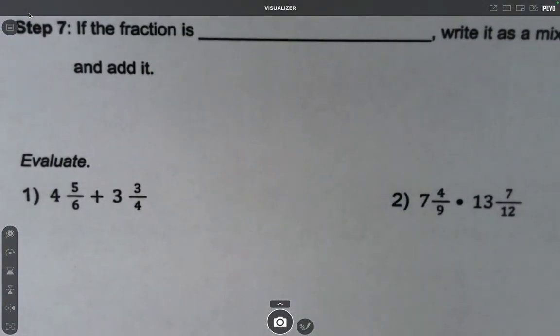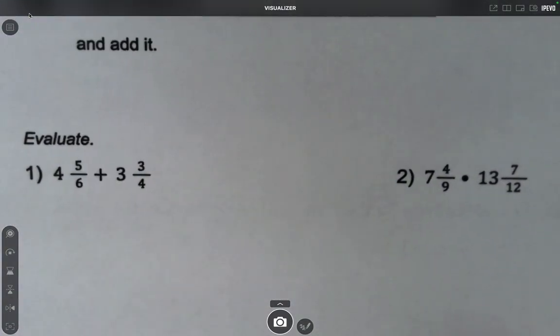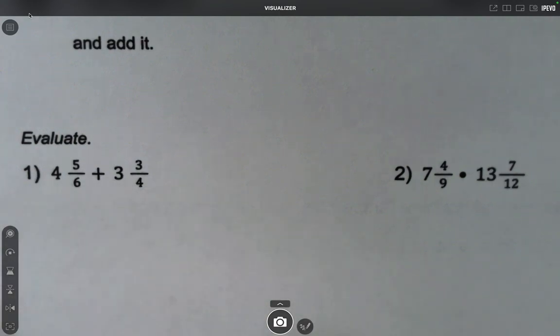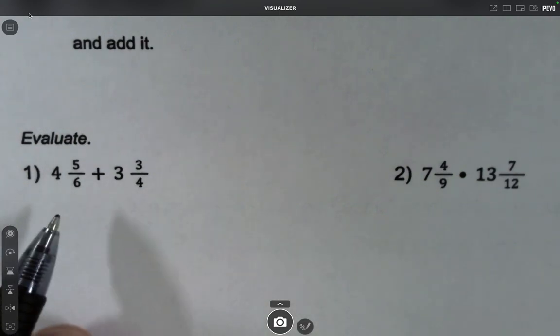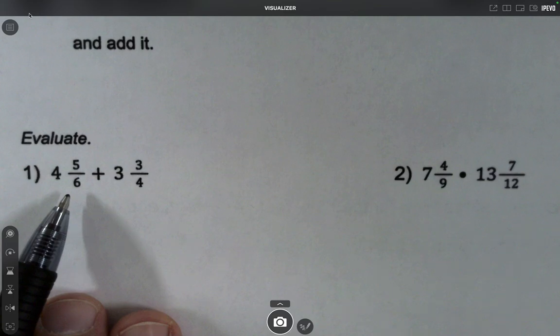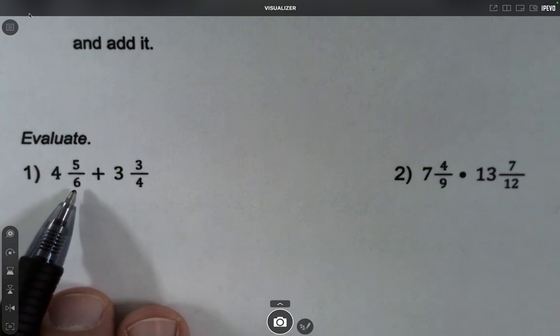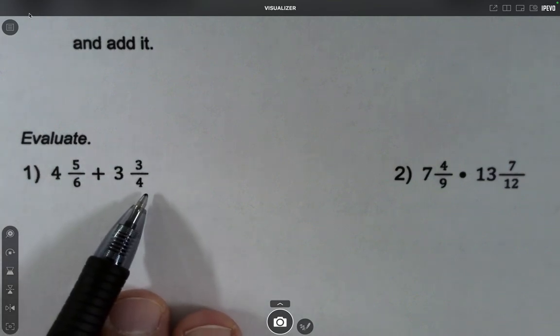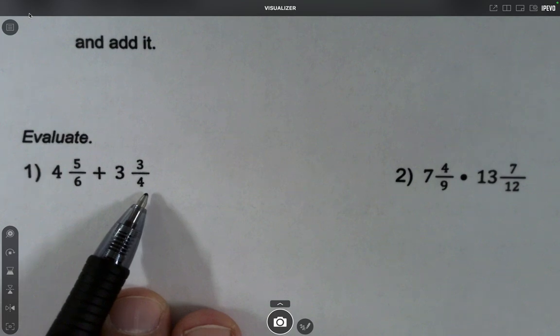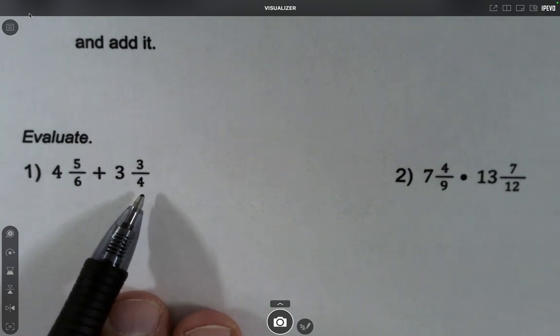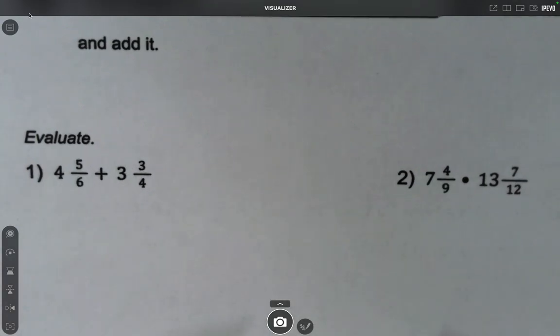So on number one, they're already listed horizontally. Again, that's from left to right. That's good. So then we want to find the least common denominator. So as I look right now, I have a 6 and a 4. I want to think of the smallest number that both 6 and 4 go into evenly. Okay, that would be 12.